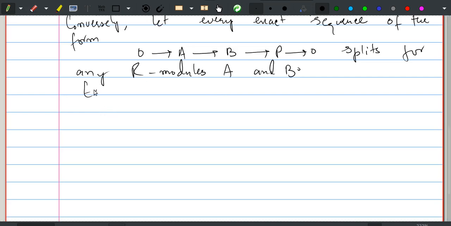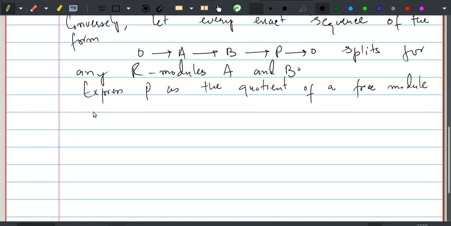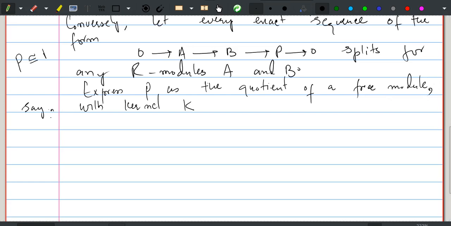So express P as the quotient of a free module with kernel K. That means this P is actually isomorphic to, so let us express P as a quotient of a free module, say F, with kernel K. Then if this is the case, this P is isomorphic to F mod K.